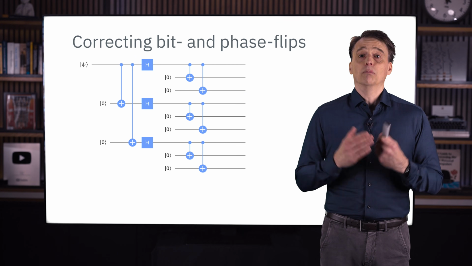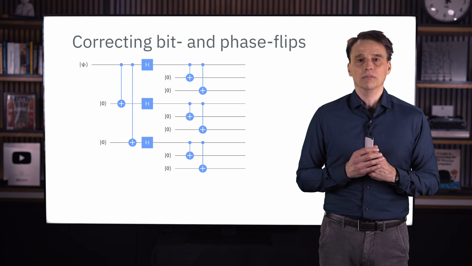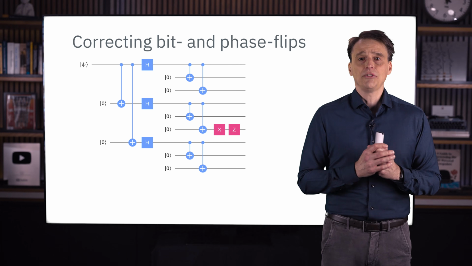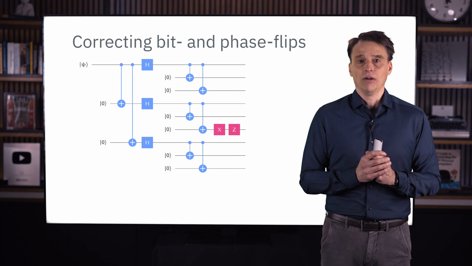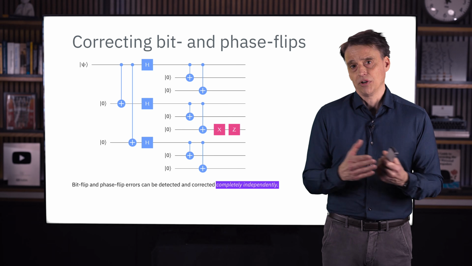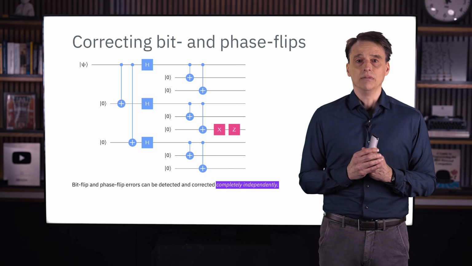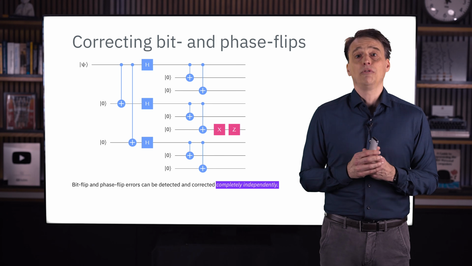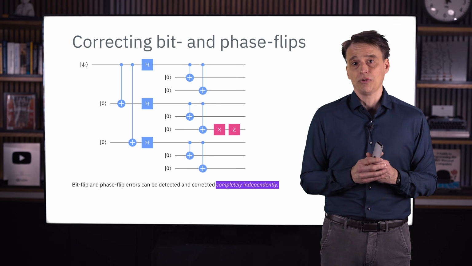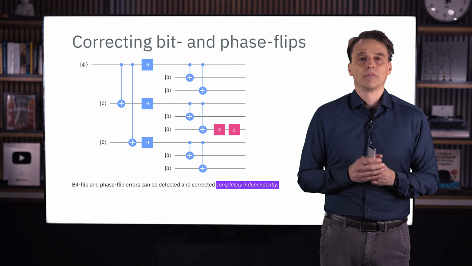Finally, let's suppose that both a bit flip and a phase flip error occur, possibly on the same qubit. For example, let's suppose that a bit flip and a phase flip error happens on this qubit right here. As it turns out, these errors can be detected and corrected completely independently, and in fact it doesn't matter if we correct each block for bit flips first and then correct for phase flips, or if we do it the other way around.